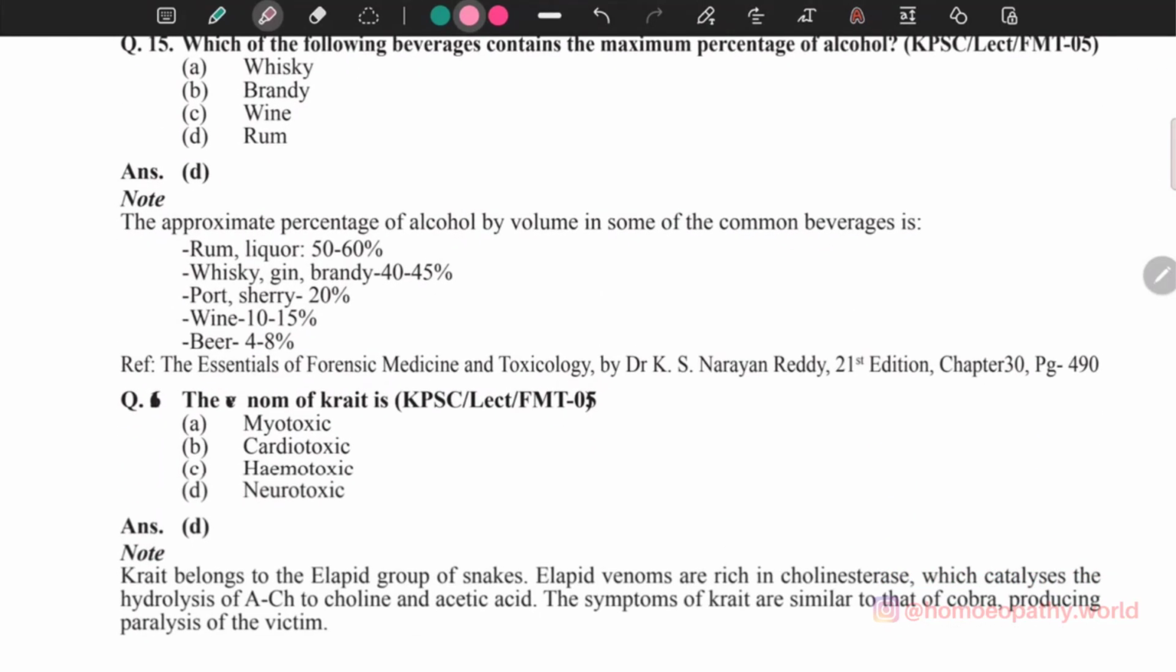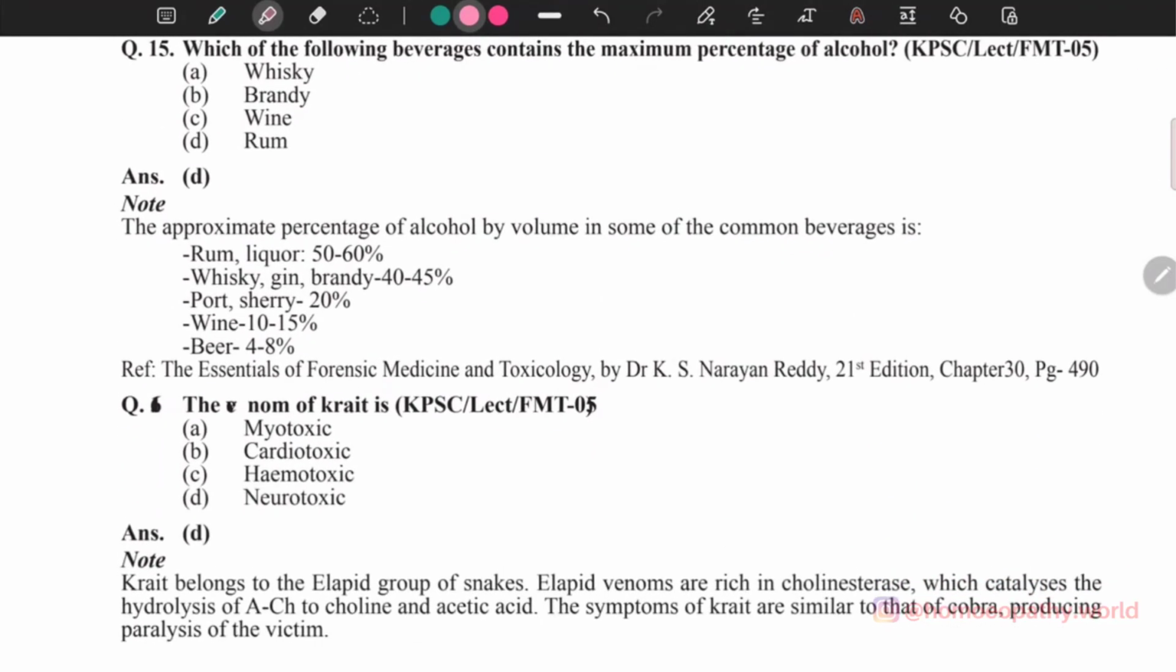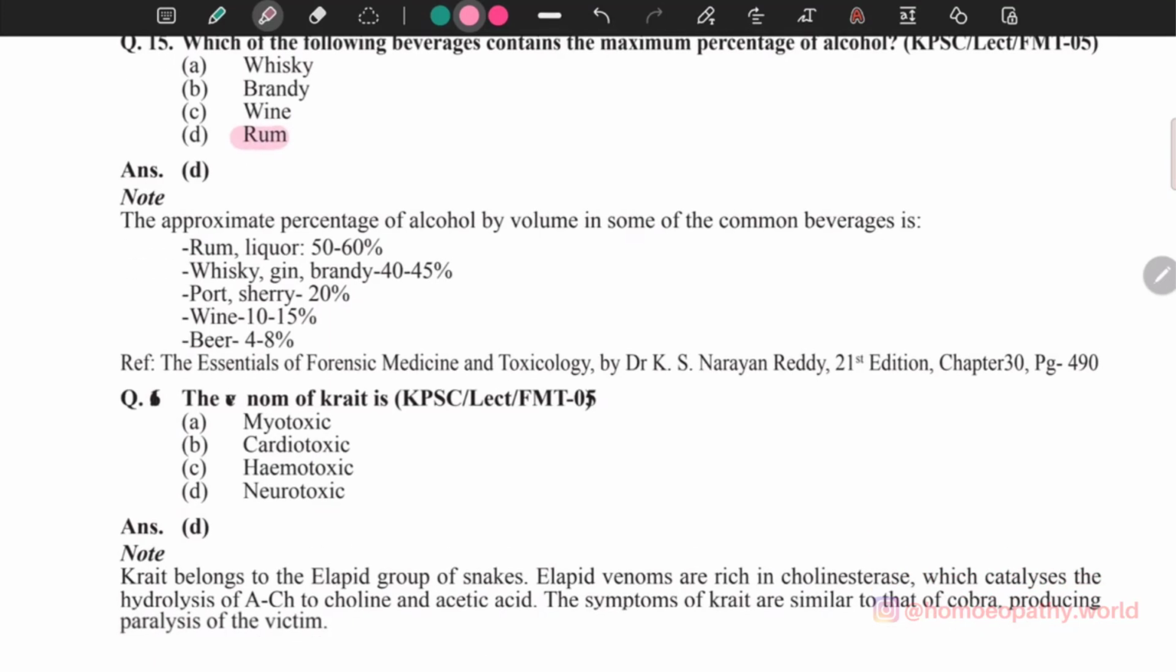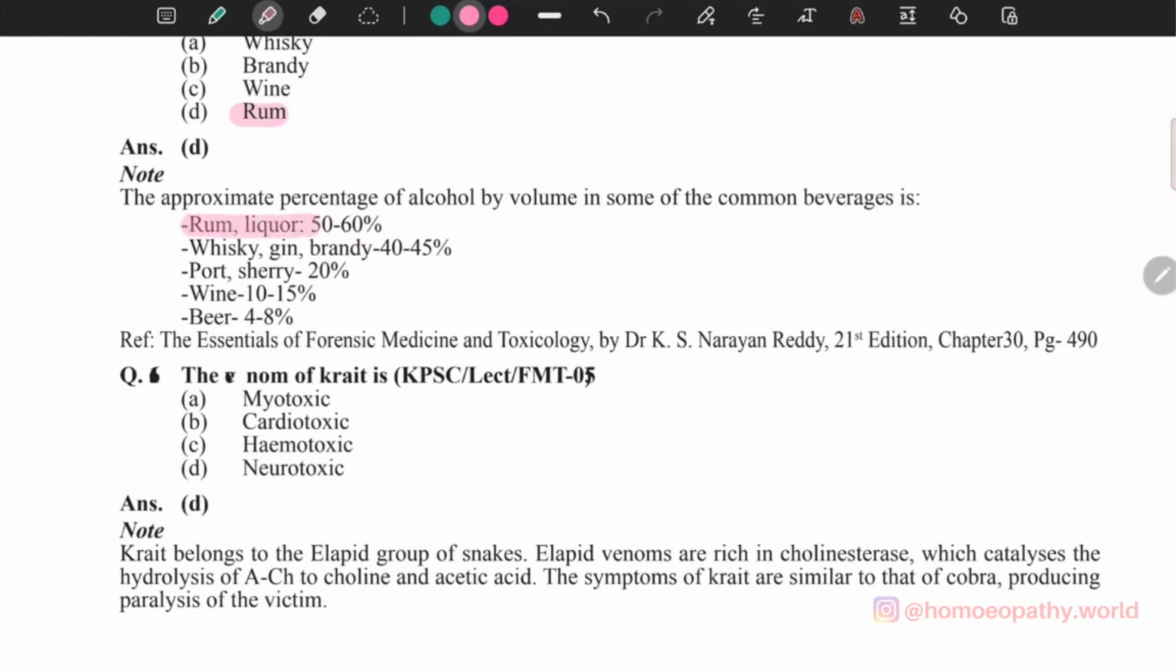Okay. Now, which of the following beverages contain the maximum percentage of alcohol? A. Whiskey, B. Brandy, C. Wine, and D. Rum. So the answer is D. Rum. Rum contains about 50 to 60%, while whiskey, gin and brandy contain 40 to 45%. Port or sherry wine consists of 20% of alcohol. Wine contains 10 to 15% of alcohol, and beer contains 4 to 8% of alcohol.